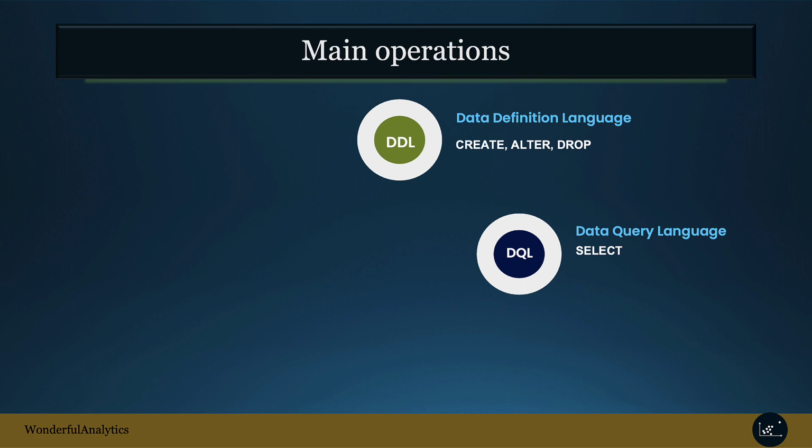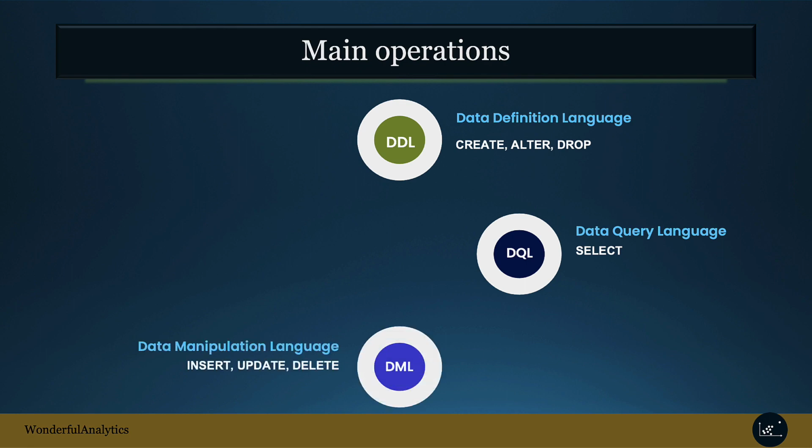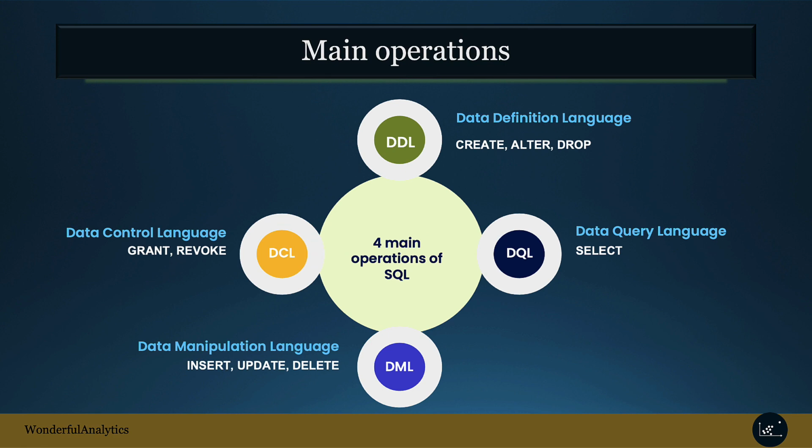The third one is DML, the data manipulation language. It helps to perform various data manipulation operations such as insert, update, and delete, and so on. The fourth one is related to the data control language, which is also called DCL. It controls user access, maintains data integrity, and some of the functions used are grant and revoke.